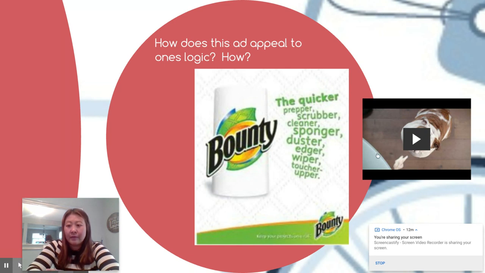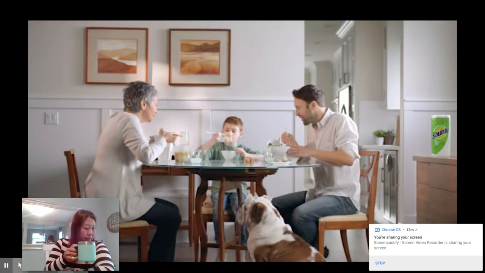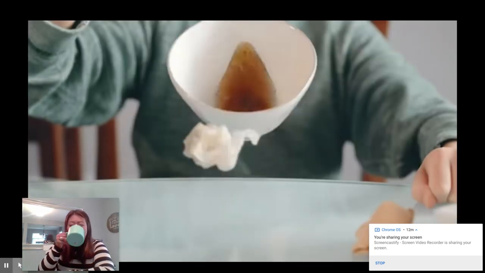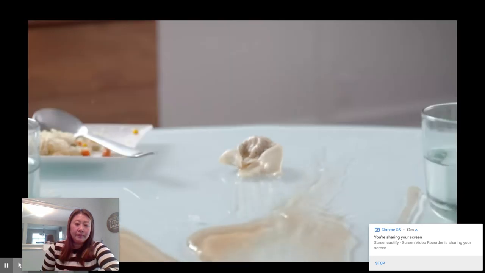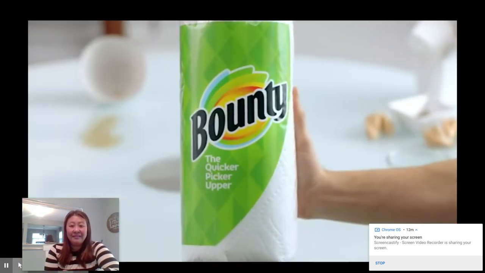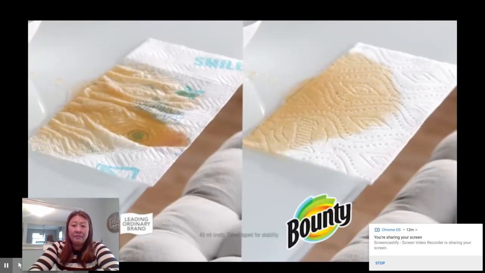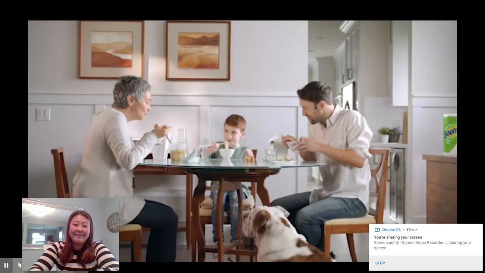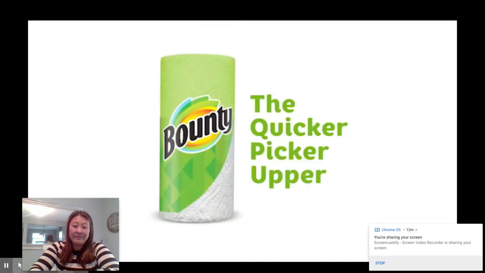Got it? Got it. It's slippery. Quick! The quicker picker-upper. Bounty picks up messes quicker and is 2 times more absorbent than the leading ordinary brand. Hey, look. I got it. Bounty, the quicker picker-upper.